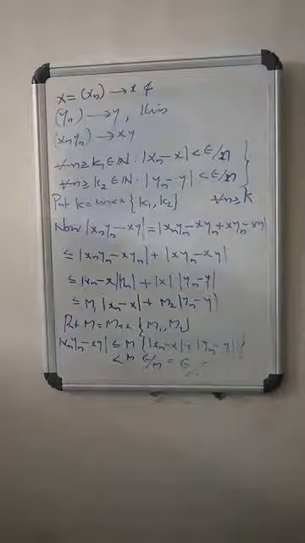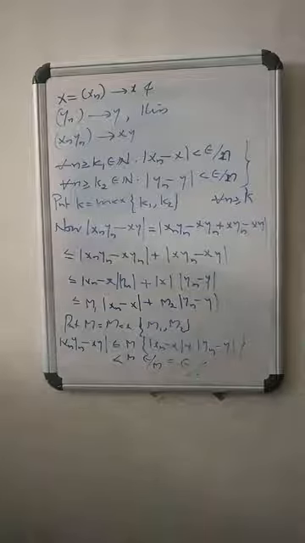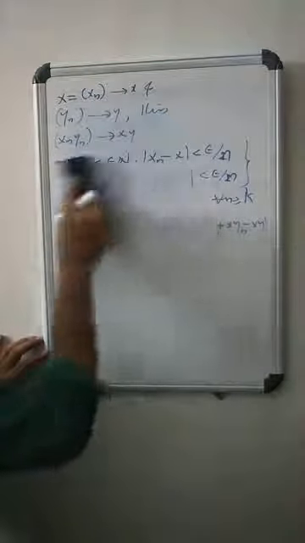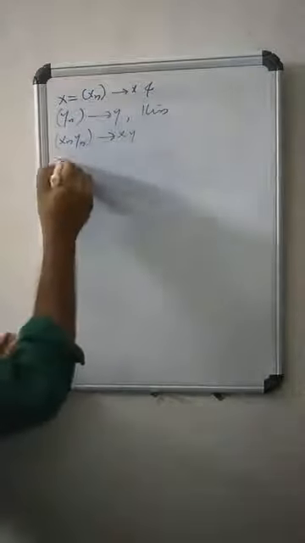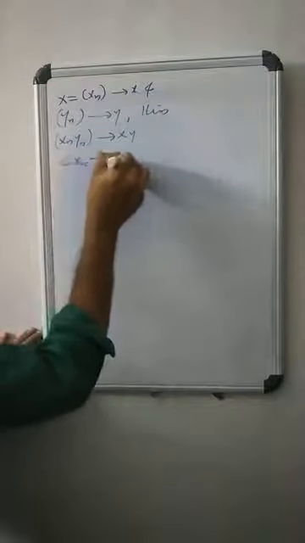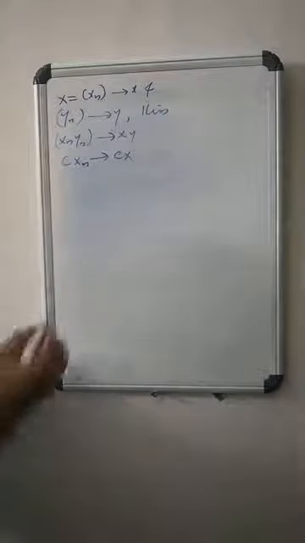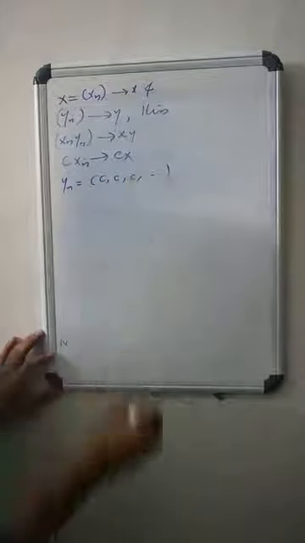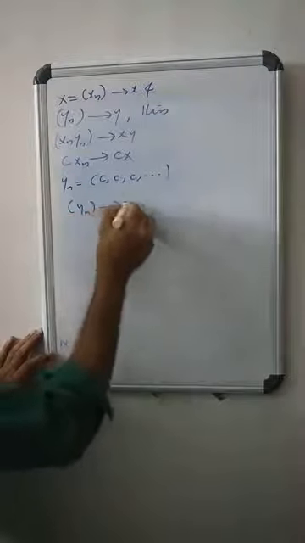Therefore, the sequence xn yn converges to xy. So when xn and yn are any two sequences of real numbers converging to x and y respectively, then xn yn converges to xy. Now, when xn is a sequence of real numbers converging to x, then cxn converges to cx. How? We choose the sequence yn equal to the constant sequence c. Then clearly yn converges to c.